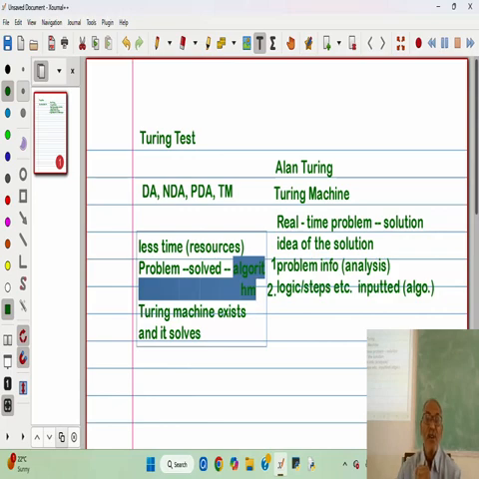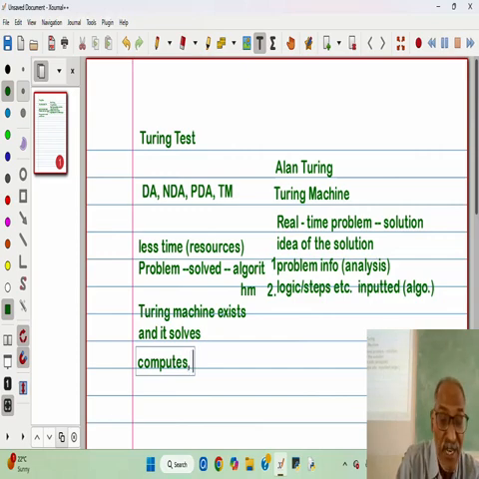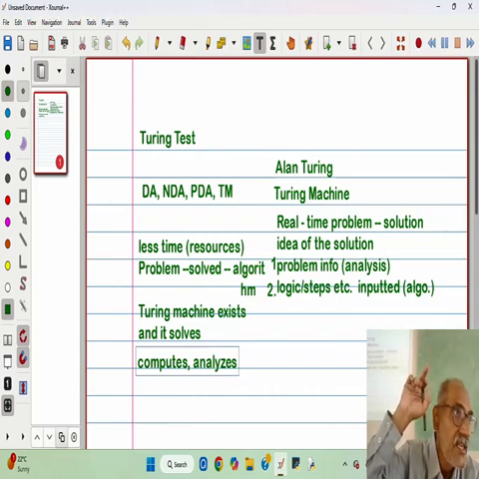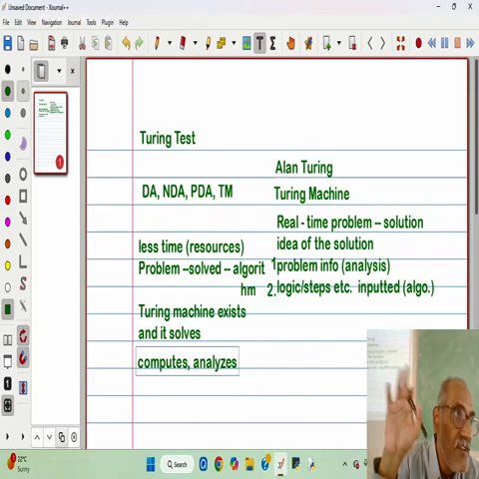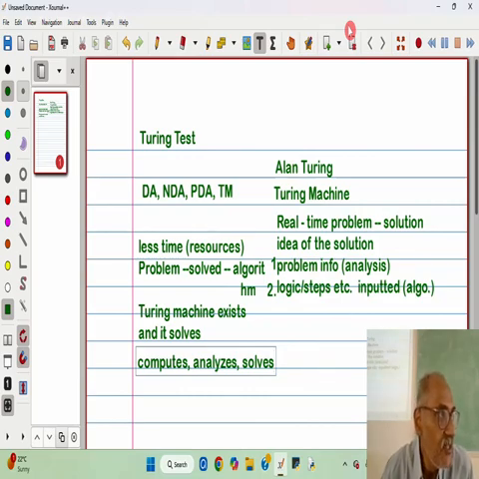Now, as far as the Turing machine is concerned, it computes the abilities I'm talking about, and it analyzes. As far as deterministic automata is concerned, this is not the case. It will not be able to analyze on its own. The only thing is, we need to give everything in the form of states and transitions. Are you getting my point here? But here, this is not the case. It does more than that. It computes, it analyzes, and it solves. So these are the three abilities that the Turing machine is going to have. Are you with me?